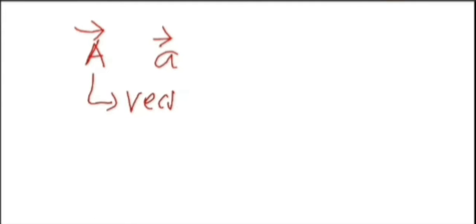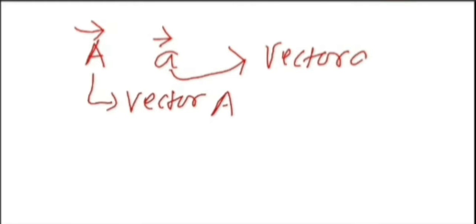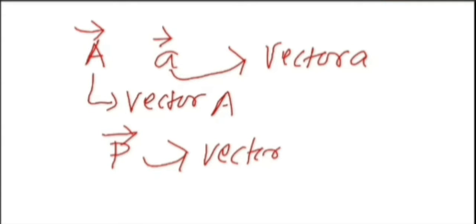Now we will discuss the representation of a vector. A vector is represented by either a capital letter or a small letter having an arrow on its head. Here vector A is represented by both a capital letter and a small letter. In the same way, vector P is represented with letter P having an arrow on its head.